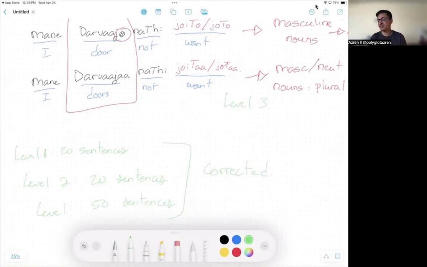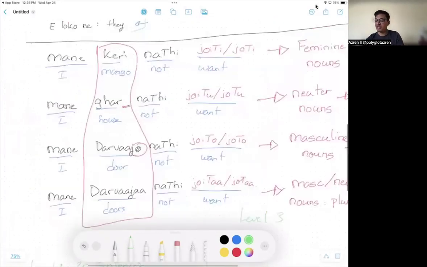So you're going to write down 20 sentences with I want, 20 sentences with you, he, she, we, they want, 50 sentences with I don't want, you don't want, he doesn't want, they don't want. For all the don't wants, by the way, mane always stays the same. If you're going to say you don't want, it's going to be the same as up here, tane or tamne. If he or she doesn't want, ene or emne. If we don't want, amne, aapne. They don't want, elokone. Hope that makes sense.